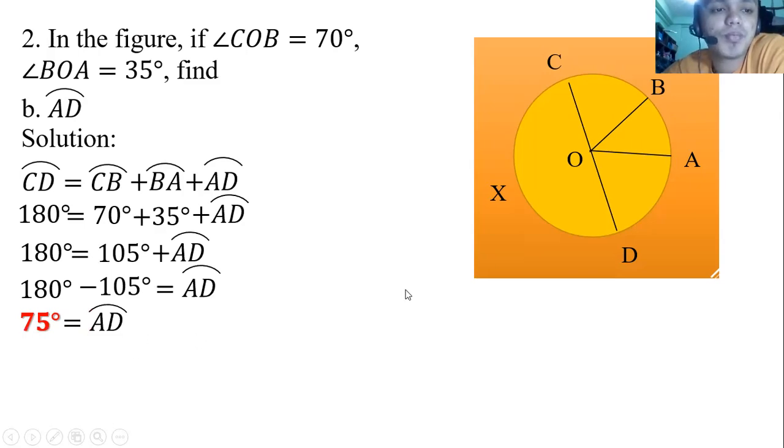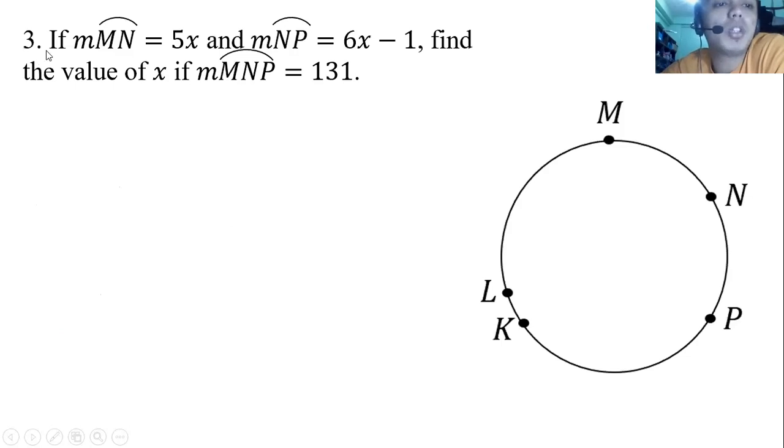Okay? Dali lang. How about this one? If measure of arc MN, a new figure, MN is equal to 5x and then the measure of arc NP is 6x minus 1, find the value of x if measure of arc MNP is equal to 131 degrees. So this is MN, this is NP. Let's find MNP.